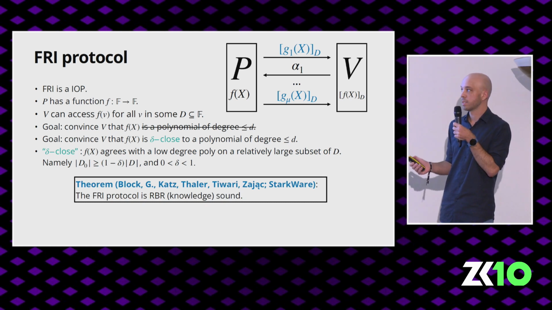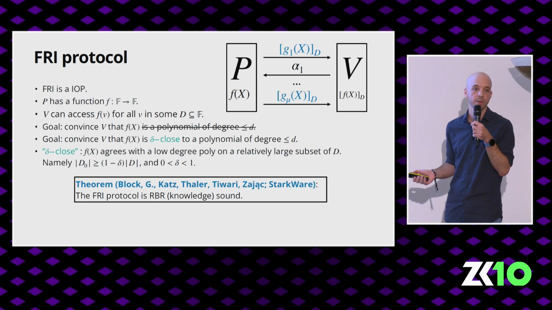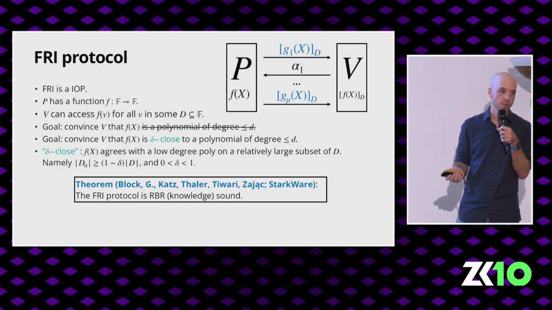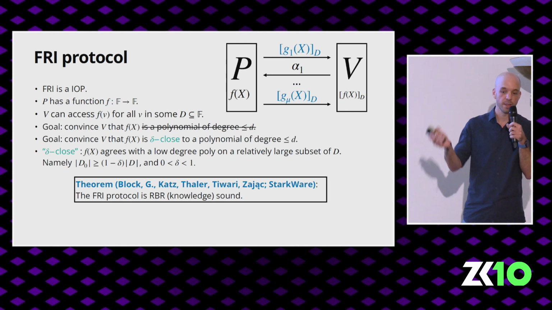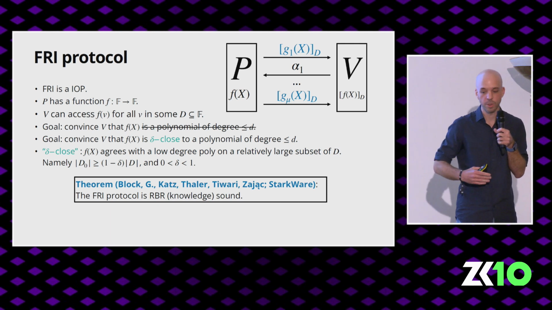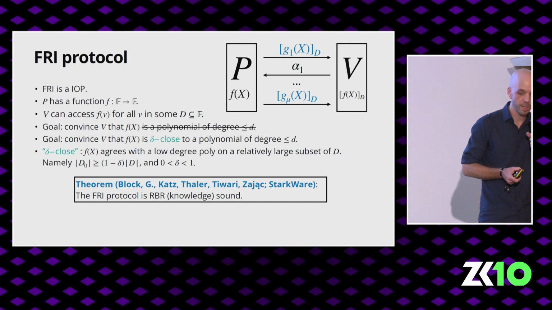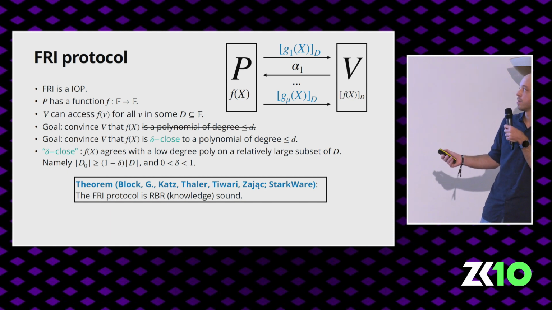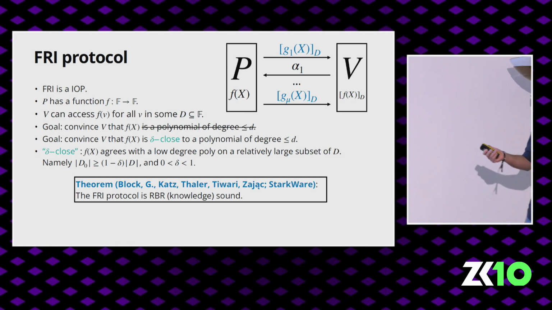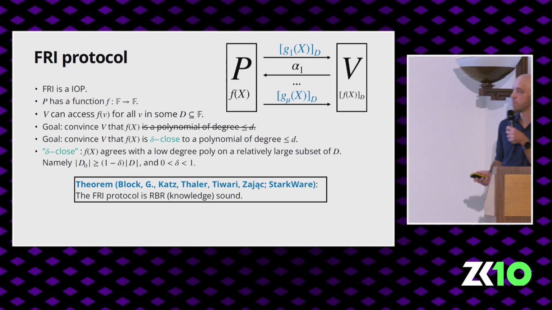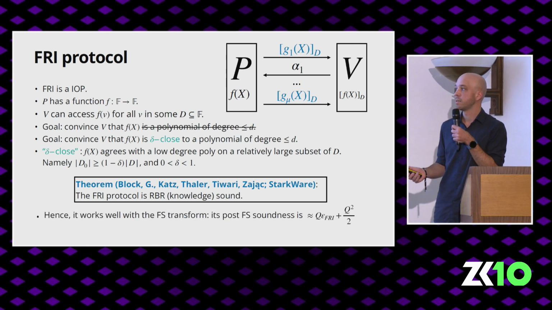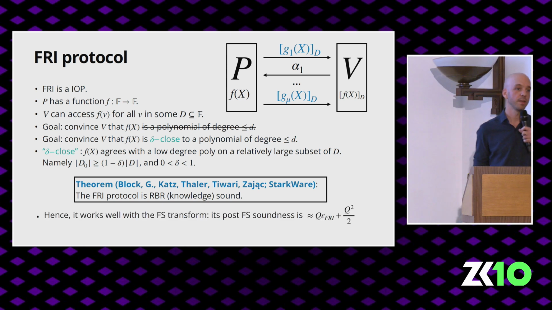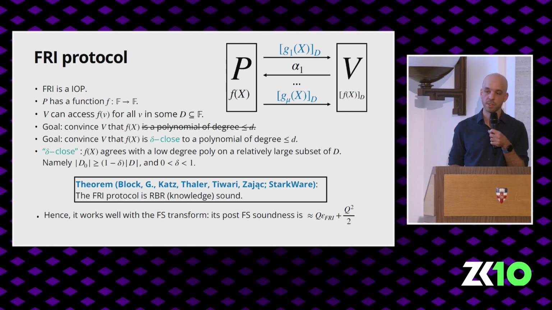So one of our results is that the FRI protocol is round-by-round knowledge sound. This also implies that it is special sound by the previous result I mentioned, because round-by-round knowledge soundness implies special soundness. This was proved concurrently by StarkWare. They published it pretty much at the same time as we put it online. And in particular, it means that you can use FRI safely with the Fiat-Shamir transform.